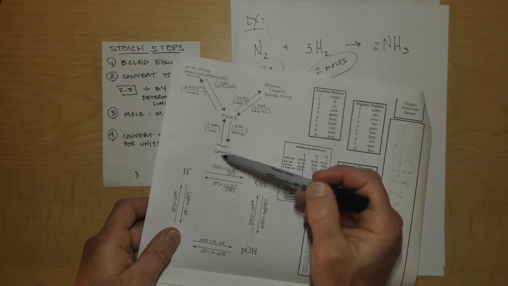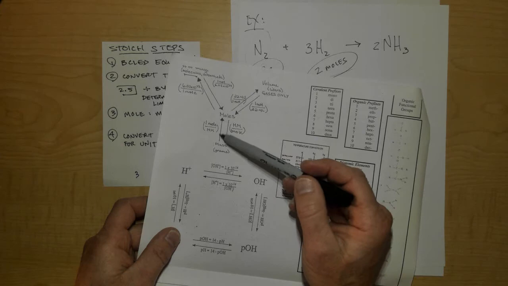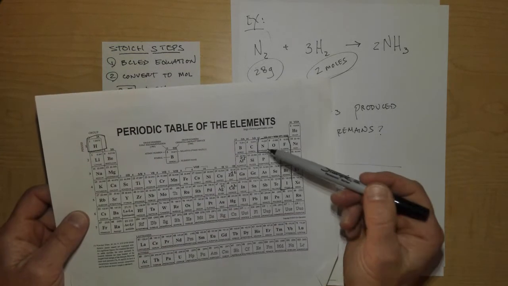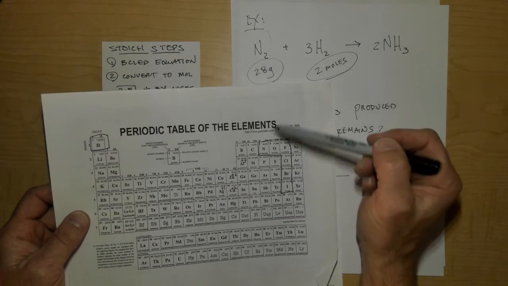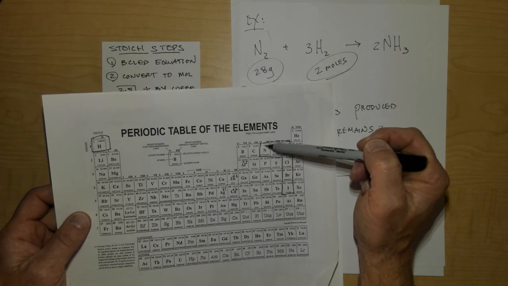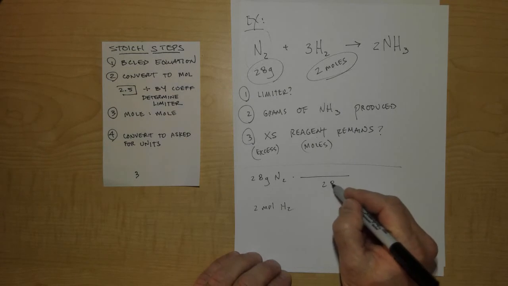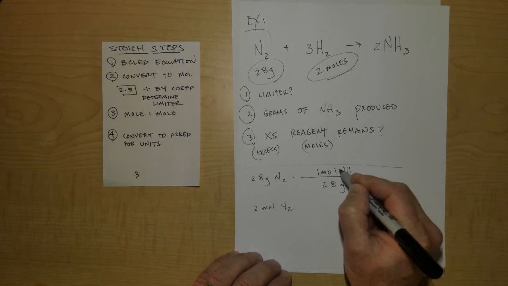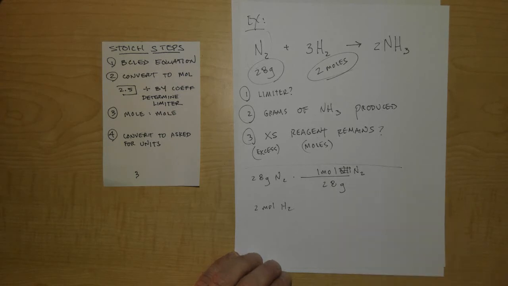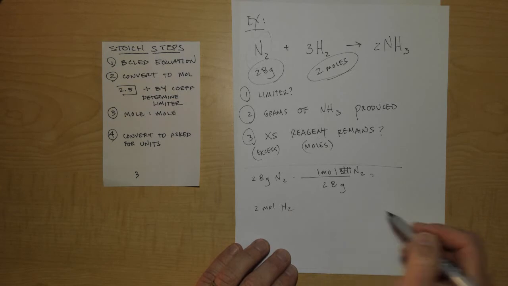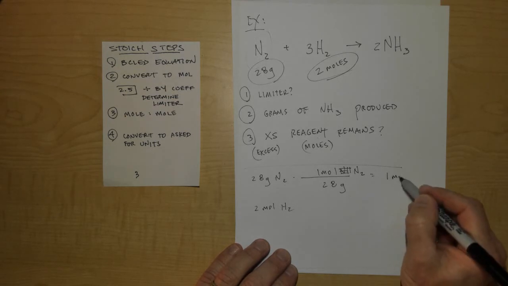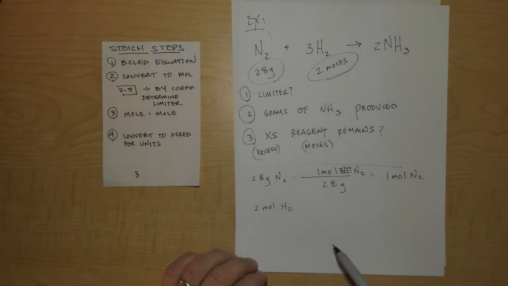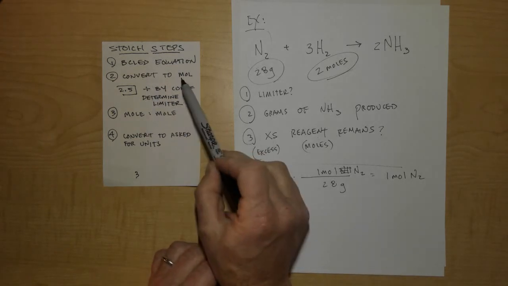So we're going to go from grams to moles right here, and we're going to need the periodic table to do it. 1 mole goes on the top, molar mass goes on the bottom. If I look at nitrogen on the periodic table, it's 14, and it's N2, so 14 times 2 is 28. So 28 grams goes in a position where it's going to cancel. 1 mole of N2 is my new set of units. 28 divided by 28 is 1, so I'll have 1 mole of N2. So I have 1 mole of N2 and 2 moles of H2. I'm done with step 2, convert to moles.